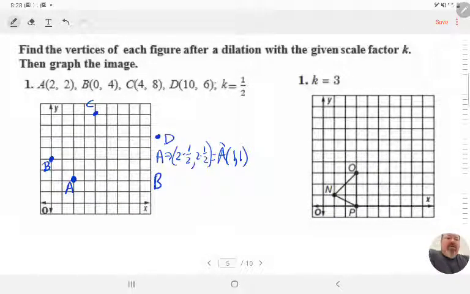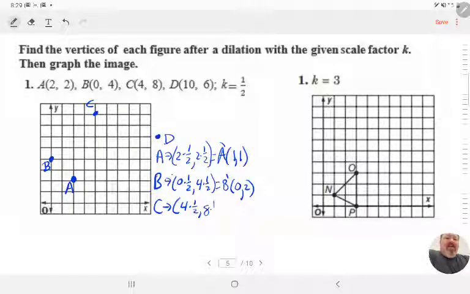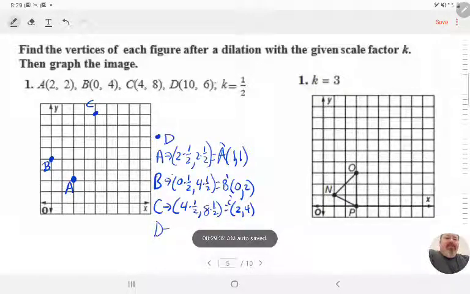Let's go B. B is going to be 0. It's going to be 0 times 1/2 and 4 times 1/2. So B is going to be 0, 2. And then C is going to be 4 times 1/2 and 8 times 1/2, which is going to be 2, 4. And then we have D, which would be 10 times 1/2 and 6 times 1/2, which is going to give us 5, 3.